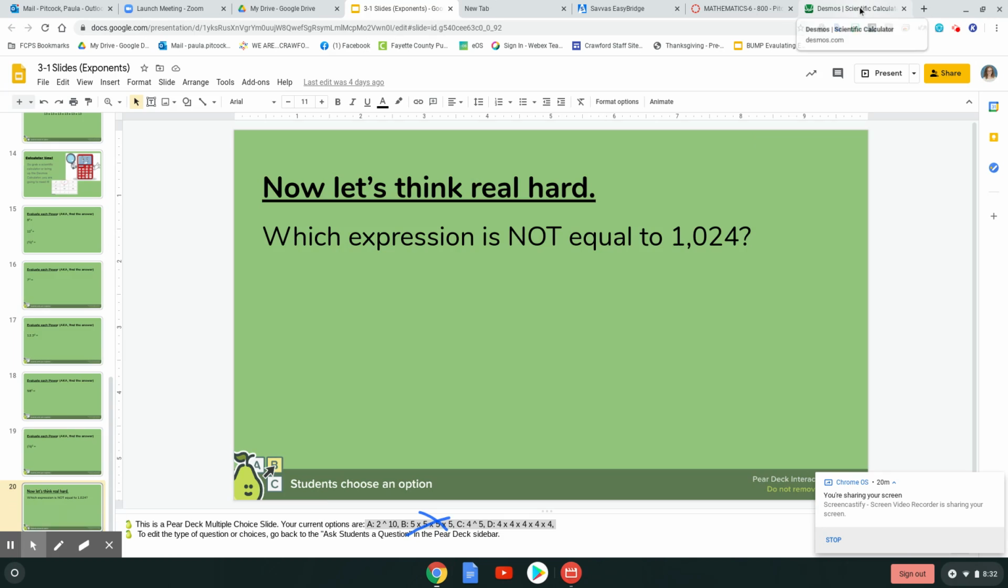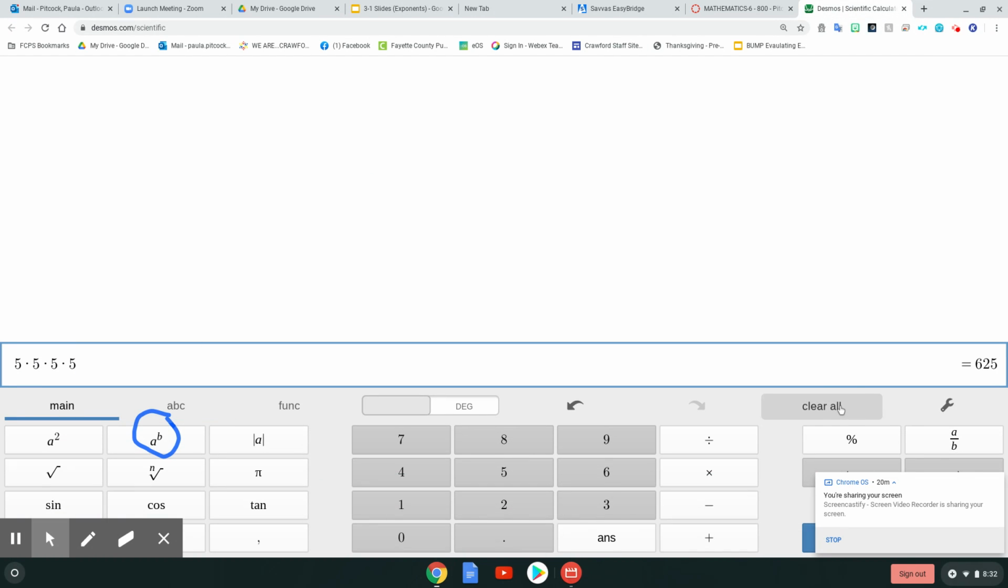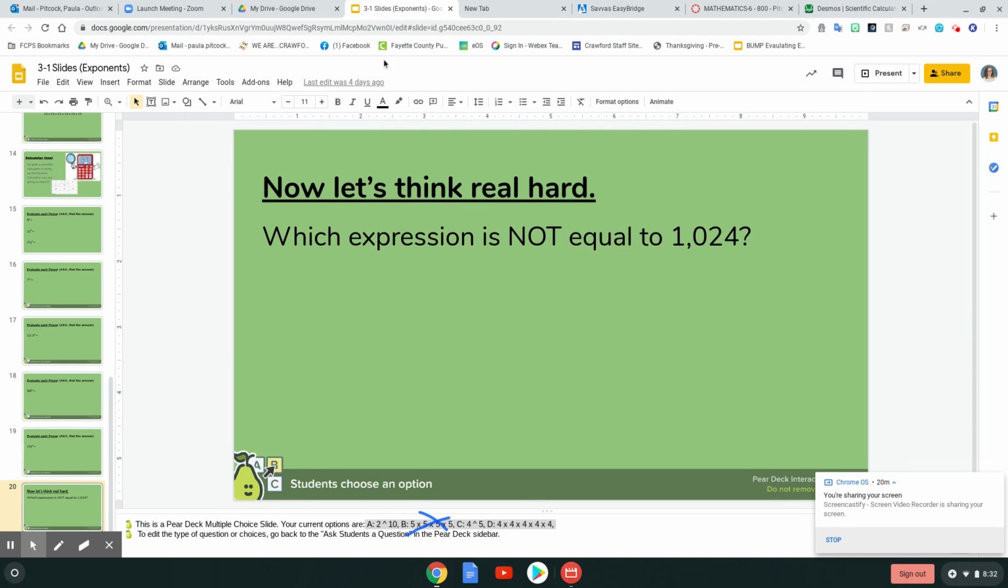4 to the power of 5. It gave me 1024. Last one, 4 times 4 times 4 times 4 times 4. I'm not even going to check that one because that was 4 written 5 times. It's the same as 4 to the power of 5. So you should have picked B.